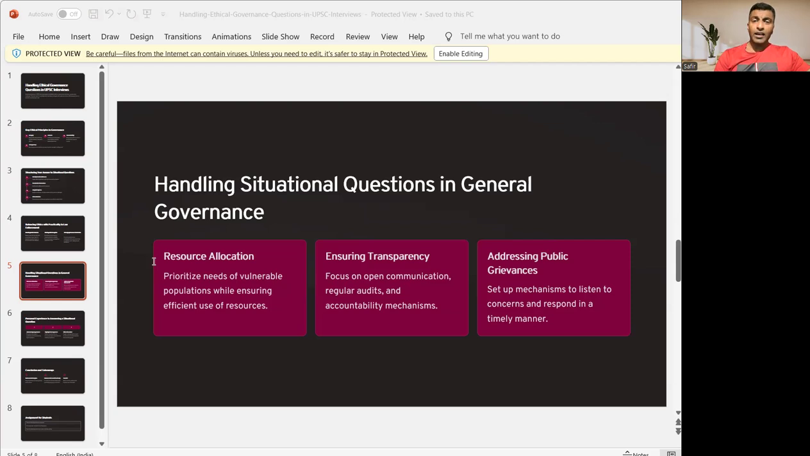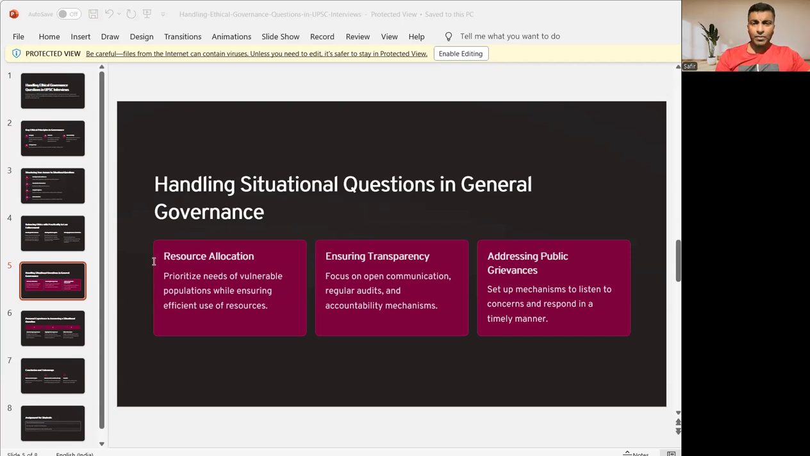For example, if you're asked how you would handle a situation where there are competing demands for government resources from different communities. What you will do is prioritize resource allocation based on need, ensuring that vulnerable communities receive the support they require. Okay, so prioritize the vulnerable communities here.